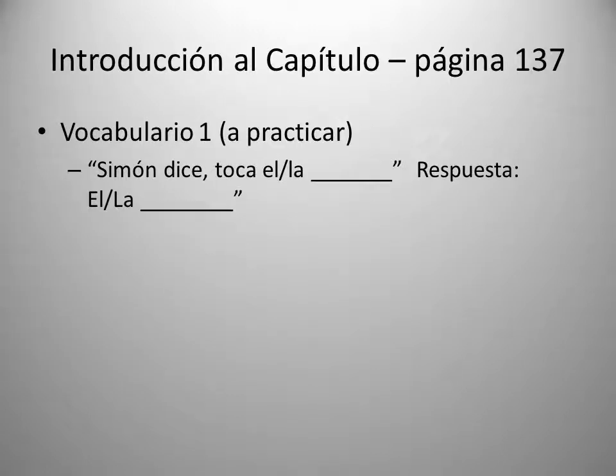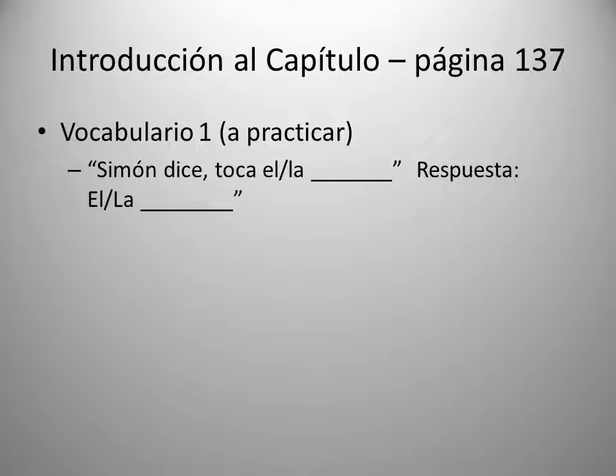Let's go back to the introduction on page 127. I have the wrong page number up there, 127. And what you're going to be doing here is looking at what we're going to be learning. Communication goals, las metas de comunicación, para identificar partes del cuerpo y describir condiciones de salud. Van a describir actividades diarias.